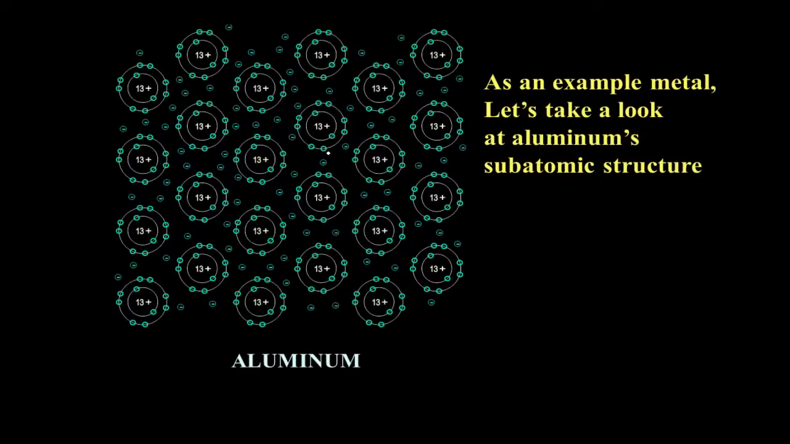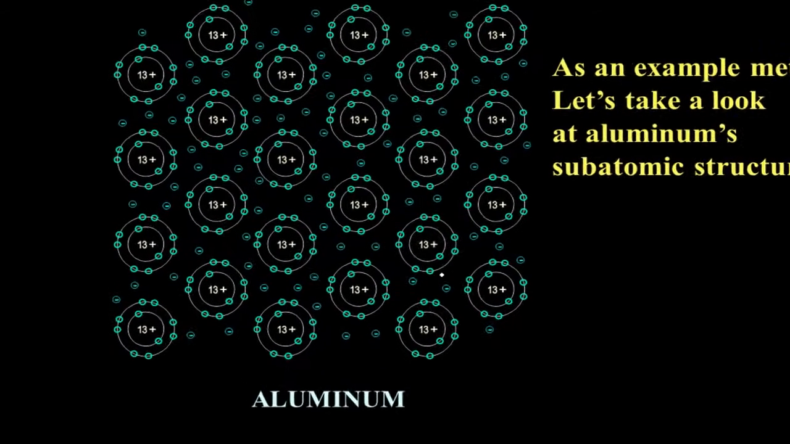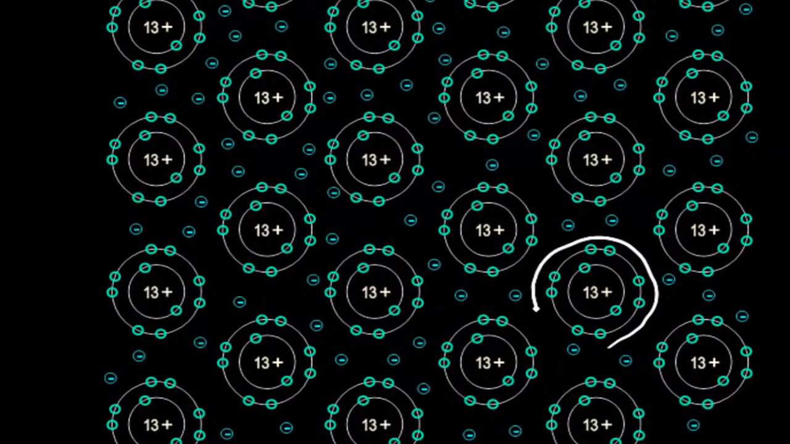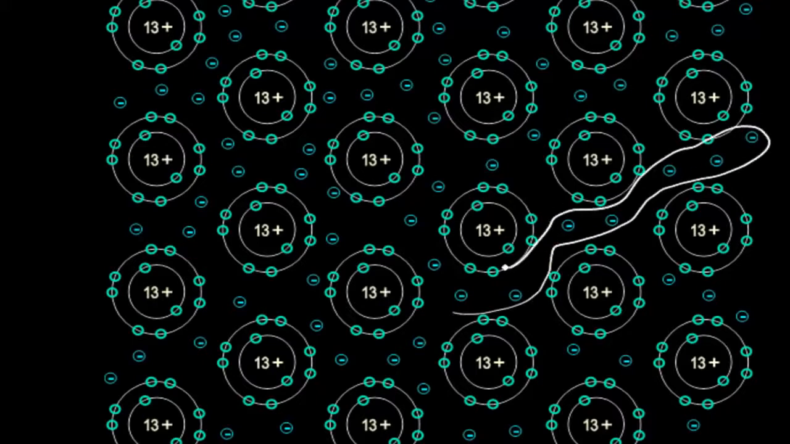So as an example, we'll take a look at aluminum. Looking at the subatomic structure, we can see each aluminum atom has 13 protons but only 10 electrons. It has given up the 3 valence electrons to what is called the electron sea. This is why it's called the electron sea model. The space in between each atom is filled by the valence electrons that have been given up by each metal atom. So the metal atoms become cations, positively charged ions, and the valence electrons are loose in the spaces between the cations.